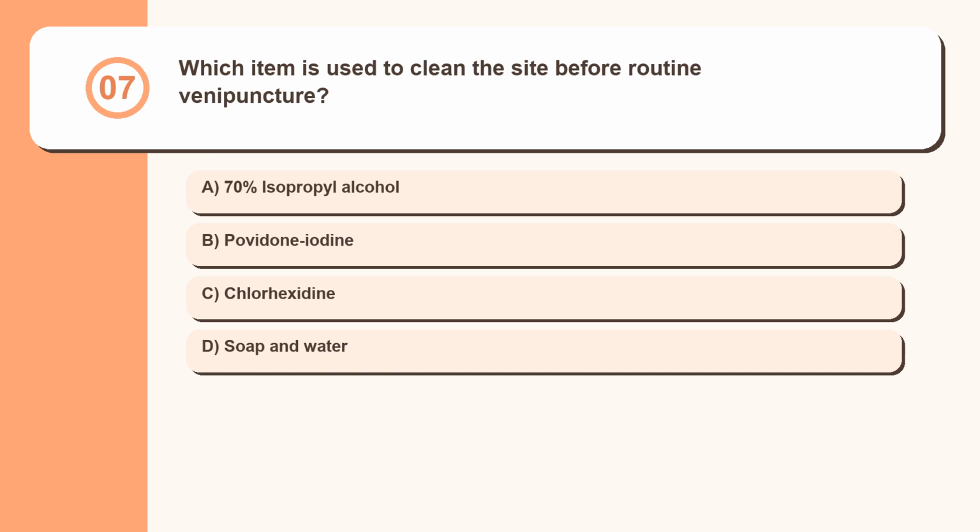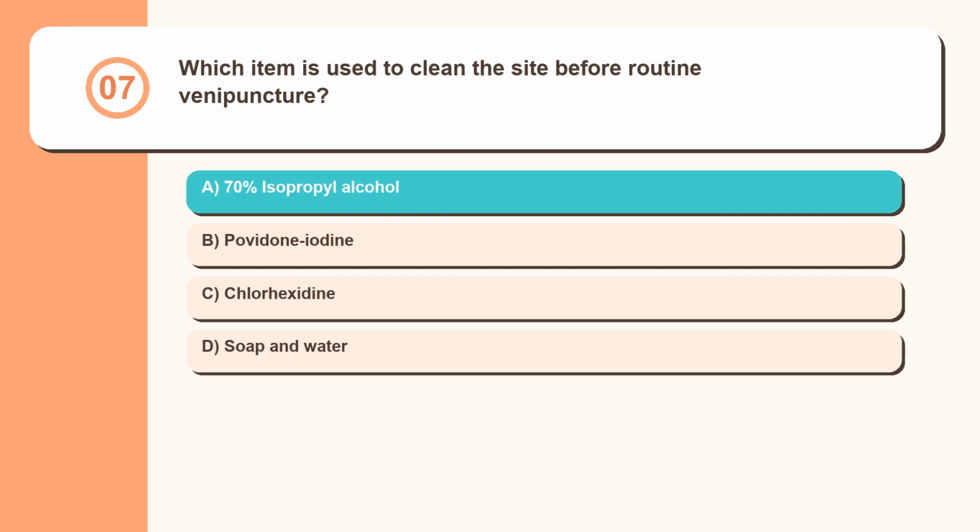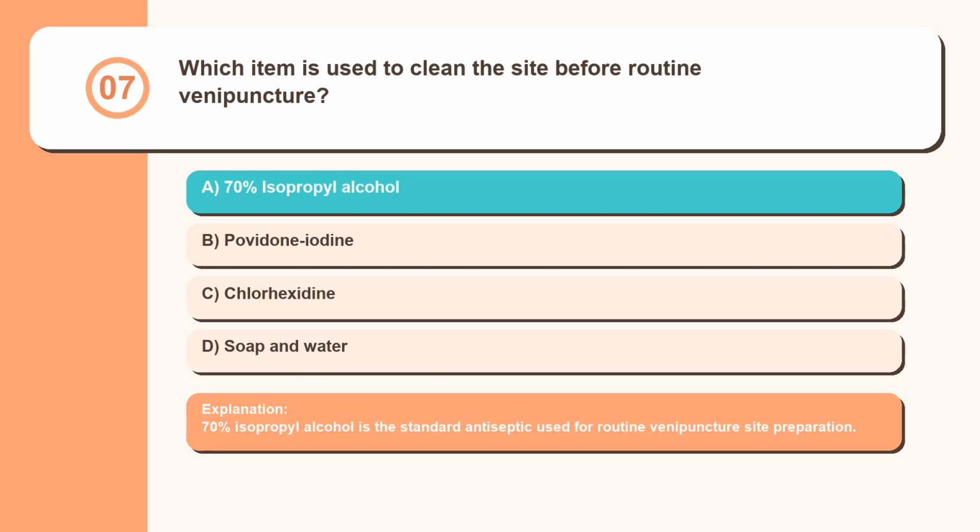Question 7. Which item is used to clean the site before routine venipuncture? 70% isopropyl alcohol, povidone, chlorhexidine, soap and water. 70% isopropyl alcohol is the standard antiseptic used for routine venipuncture site preparation.